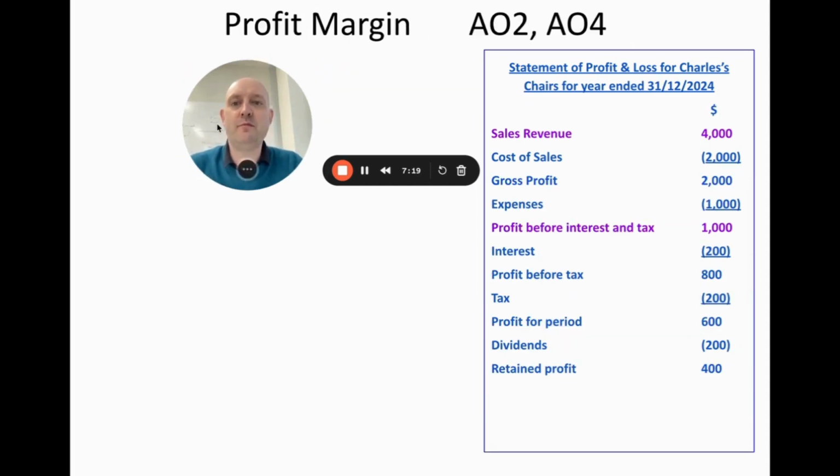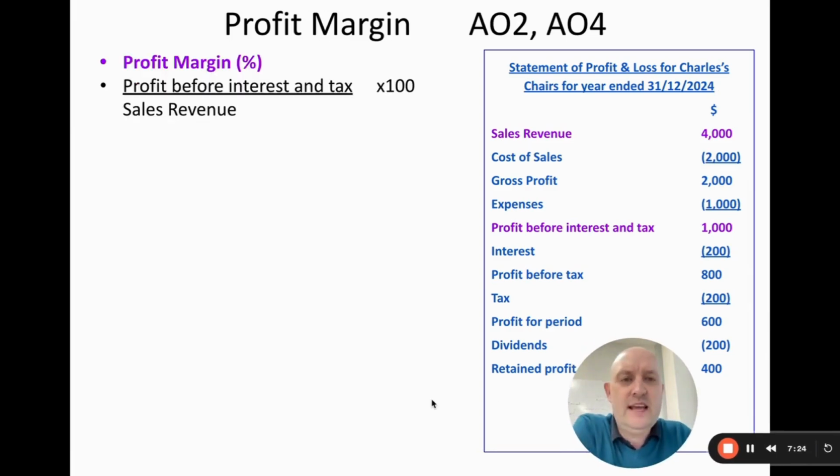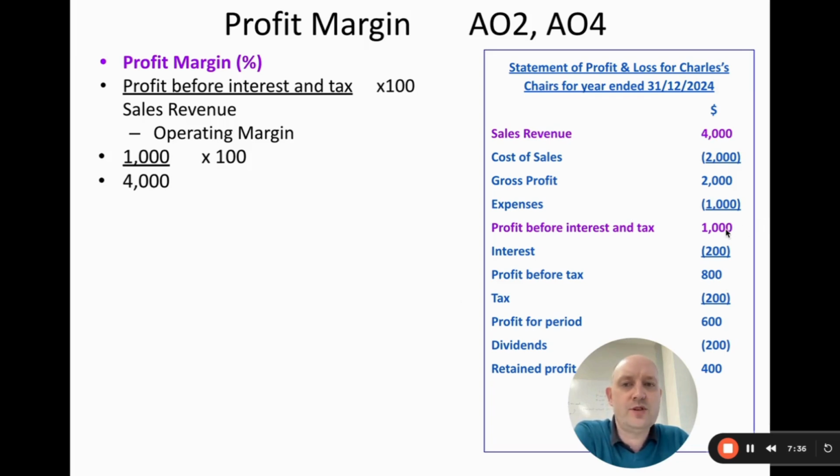Right, let's move on to the profit margin, which we can go through fairly quickly because it's very similar. So profit margin is a very, very similar one, but instead of using gross profit divided by sales revenue, we use profit before interest and tax. So in this situation, we do 1,000, which is the profit before interest and tax, divided by the sales revenue, 4,000 times 100, which gives us 25%. You may see this as the operating margin because in some profit and loss accounts, the profit before interest and tax is also known as the operating profit.